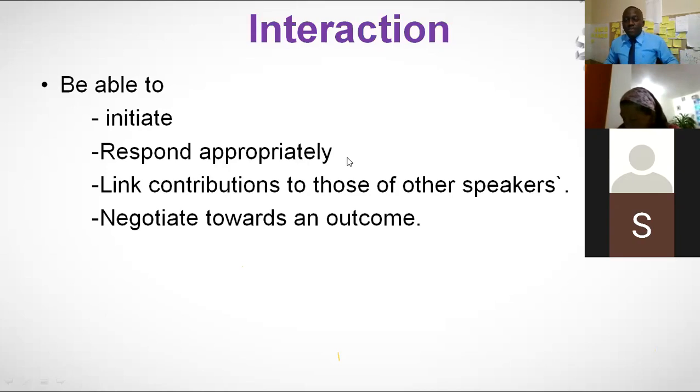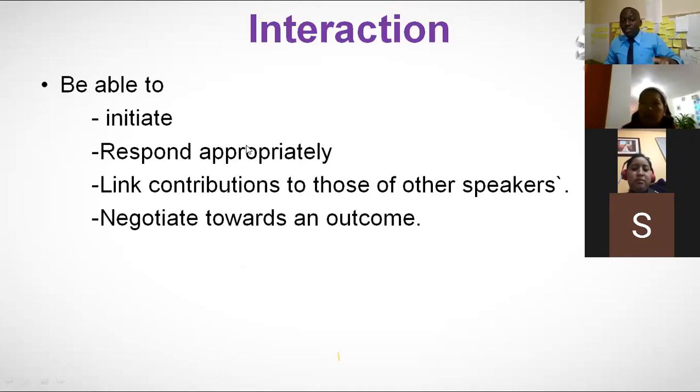If someone asks you, for example, what's your name, don't give the direction of where you're staying. Let it be, respond appropriately. That means you have to understand the question, or understand the conversation, before responding. In most cases, if you don't understand the topic, you will not respond appropriately. So, link your contributions to those of other speakers.